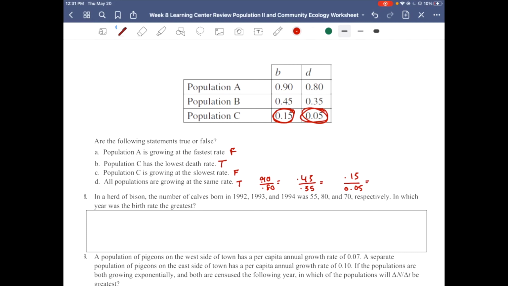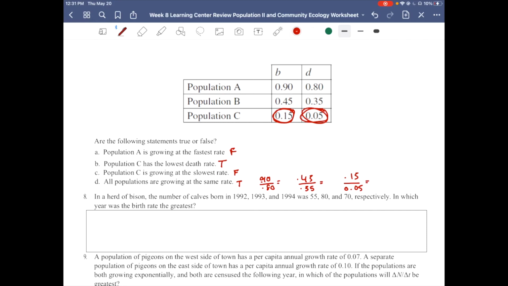All right, and then the next one is asking which year the birth rate was greatest. It's telling us that in a herd of bison, the number of calves born in 1992, 1993, and 1994 was 55, 80, and 70. And it's asking when the birth rate was the greatest. So it might be tempting to say 1993 because we have 80, but we need to keep in mind that in order for us to determine rate, we need years.